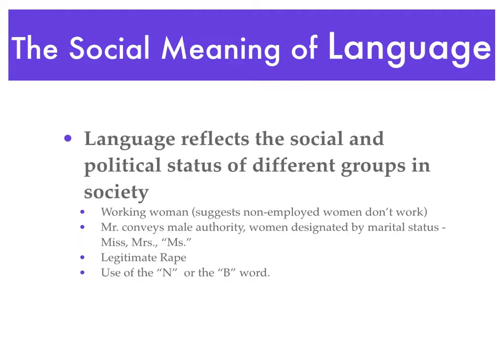Okay, so anyway, language is interesting because it also can reflect the social and political status of different groups in society. For example, way back in the 70s and 80s, there was this huge controversy over using the word working woman. We saw during the 70s that more and more women were entering paid employment, entering the marketplace, and the media were throwing around the rise of the working woman. And so, of course, stay-at-home mothers got really angry because, of course, they're working too, right? And so there was this fight over the meaning of that term, working woman.